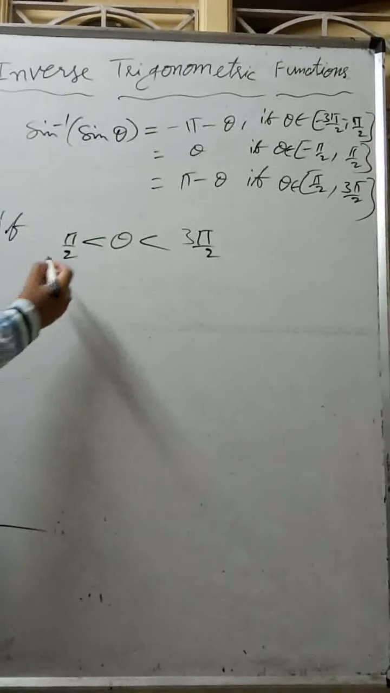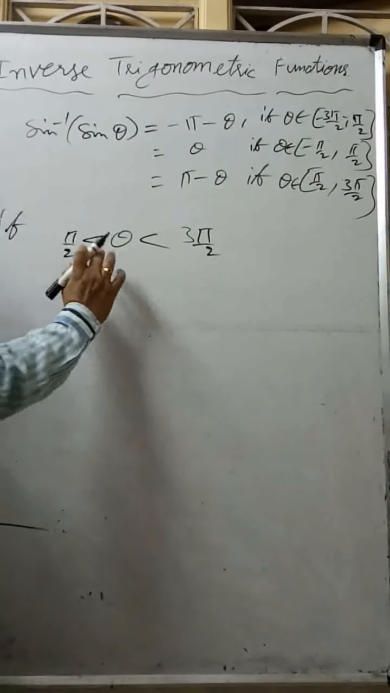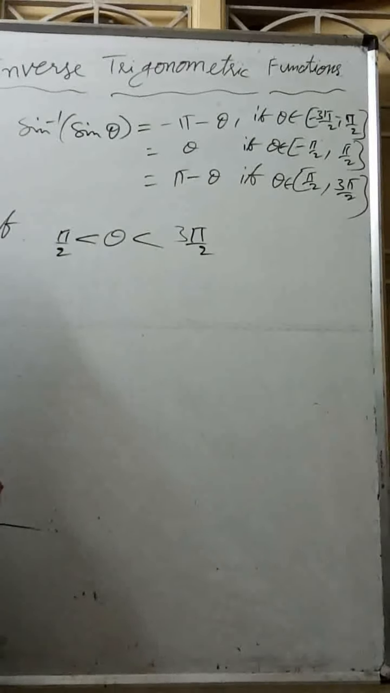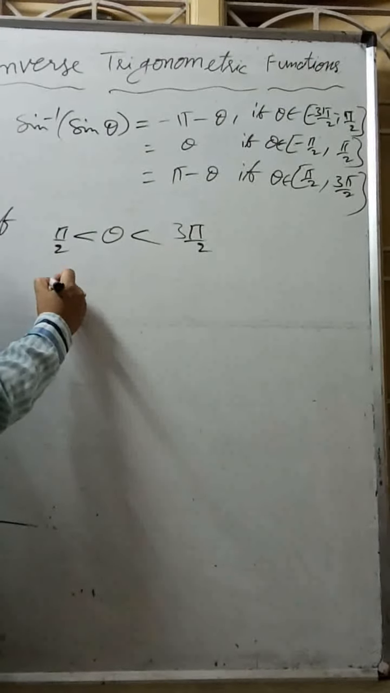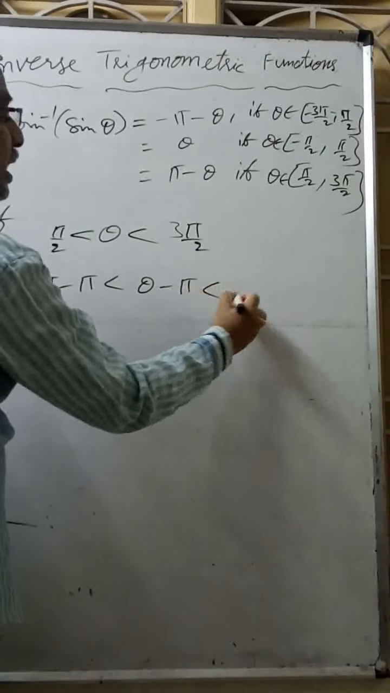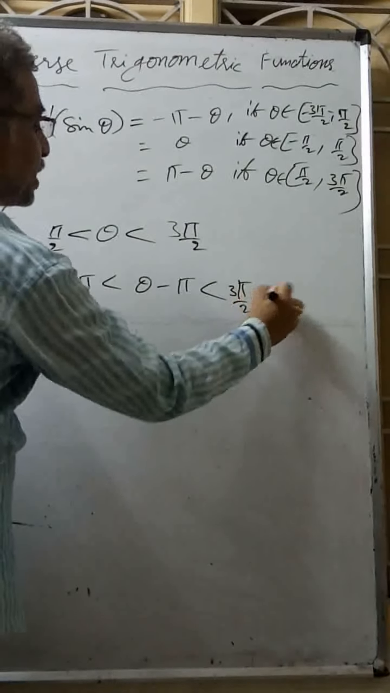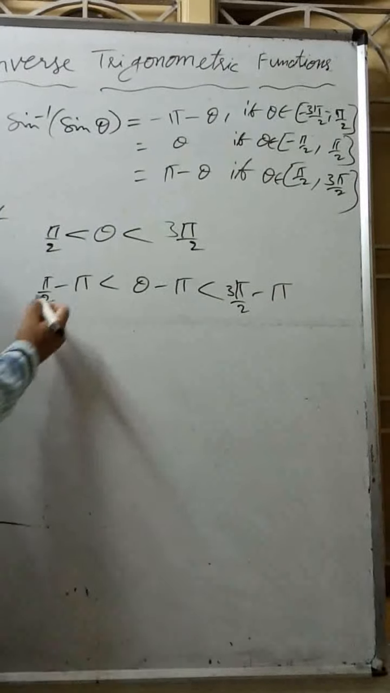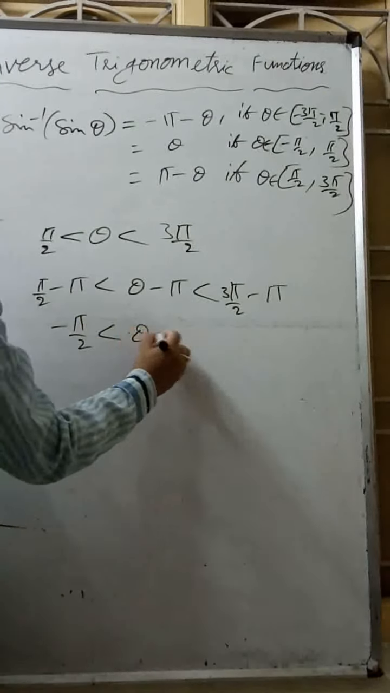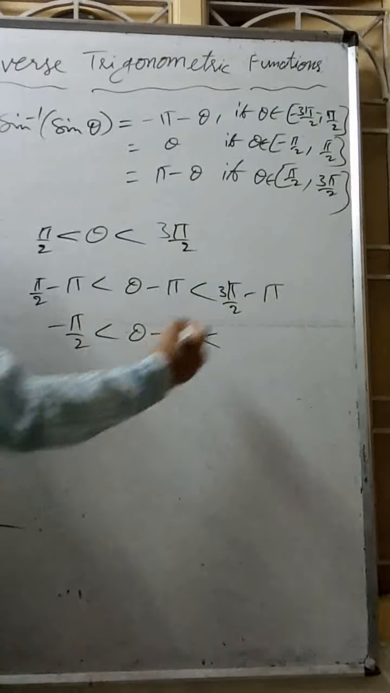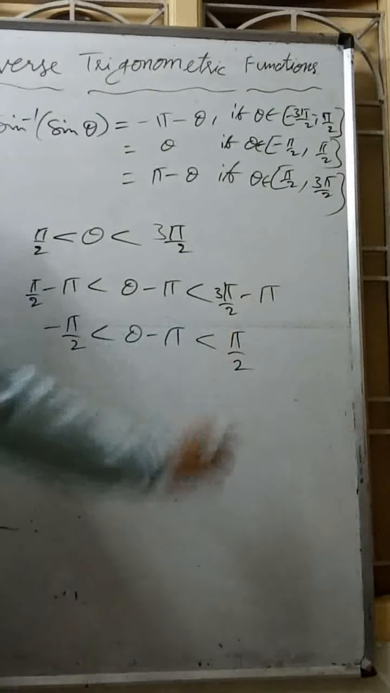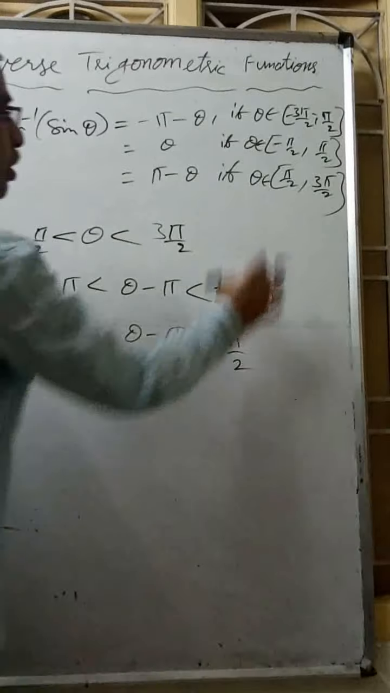So how can I write this? Theta lying between pi by 2 to 3 pi by 2 means I need to bring it into this domain again. So what can I do? Same, subtract pi from this. So subtracting pi, pi by 2 minus pi is less than theta minus pi, less than 3 pi by 2 minus pi. We will see what happens. How much is this value? Pi by 2 minus pi is minus pi by 2, less than theta minus pi, less than 3 pi by 2 minus pi, which is pi by 2. Now it is coming into our original domain.